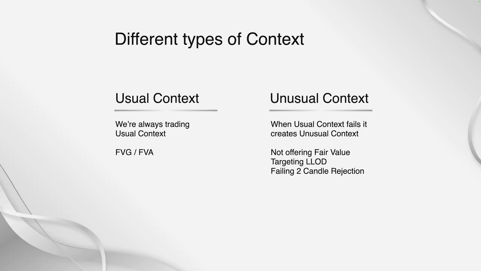Then next to usual context, of course, we have the opposite version, the other extreme, which is unusual context. When usual context fails, it creates unusual context. Unusual context is when we are not offering fair value, for example, we are then targeting that fair value area low or targeting the last line of defense, failing to candle rejection, all things that lead to unusual context. Now, what does this look like?